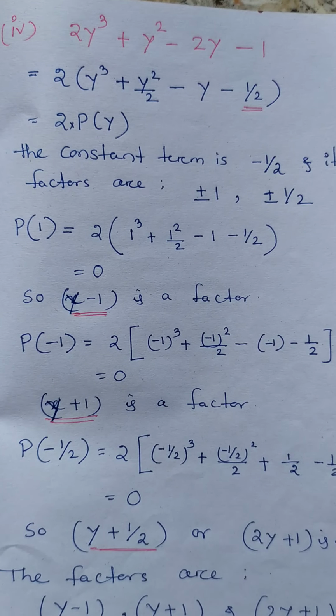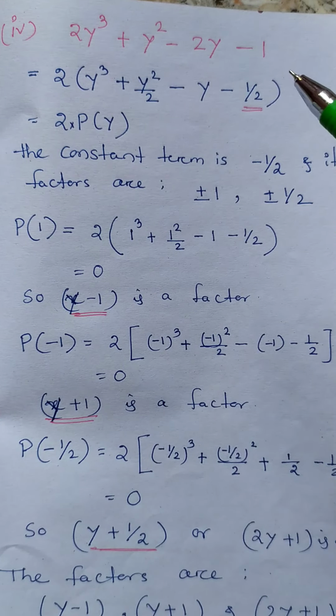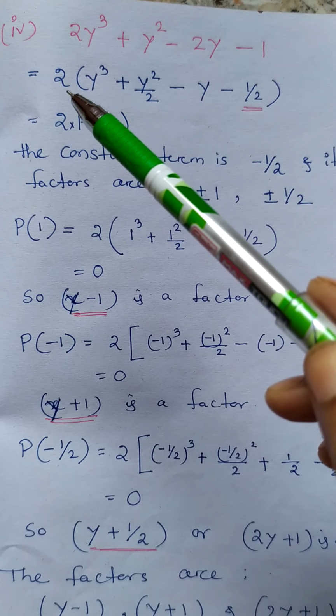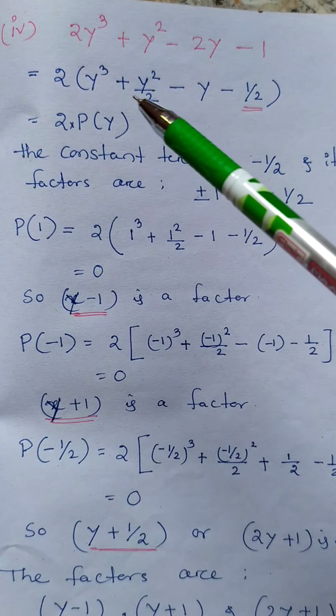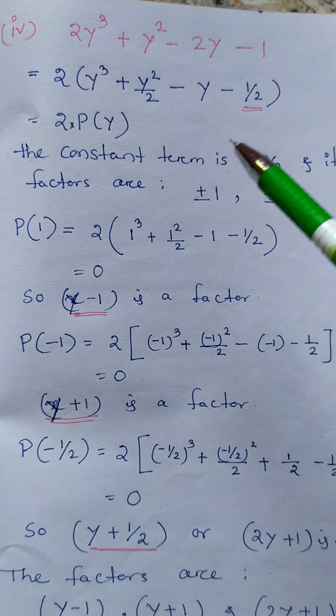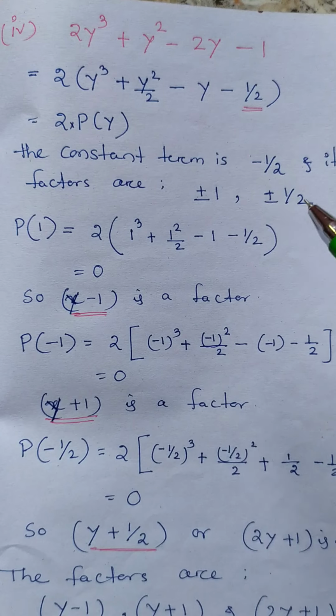Coming to the last bit, 2y cube plus y square minus 2y minus of 1. So here see the first term is multiplied with 2. First of all, take this 2 as common. So the polynomial becomes y cube plus y square by 2 minus of y minus of 1 by 2. Now we need to find out the factors of 1 by 2 minus 1 by 2. So its factors will be plus minus 1 and plus minus 1 by 2.